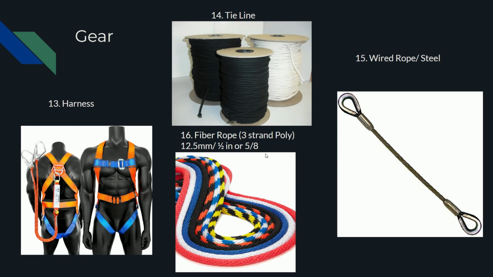16 is your fiber rope, your 3-strand poly. Now these come in a 12.5 millimeter, which is half an inch, or 5/8, whatever you're more comfortable with. And these are meant to pull the chains, or you can hang signs and tie off to the beam. Very, very important to always have a rope. Always. You always need a rope on you if you're going to be a rigger.